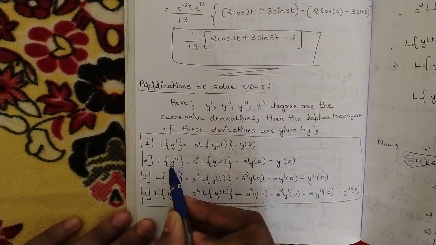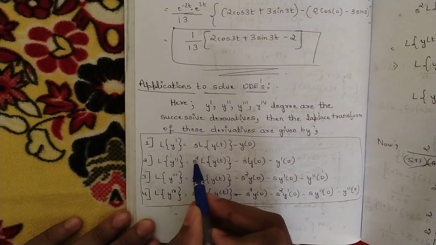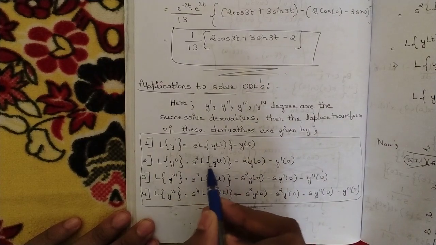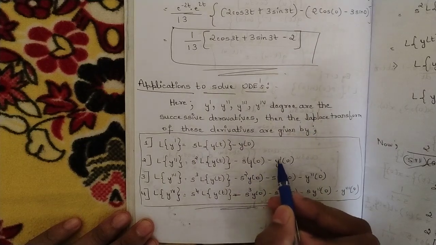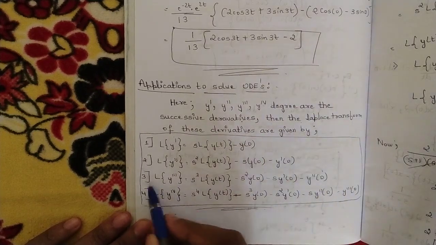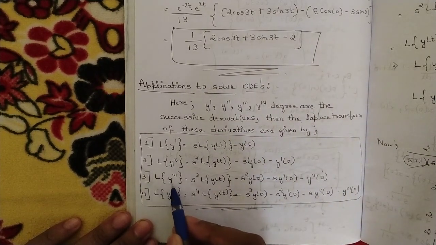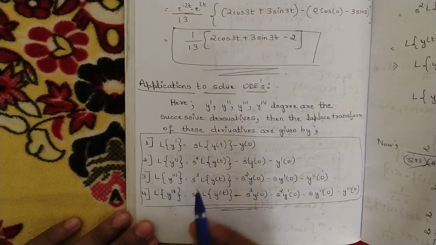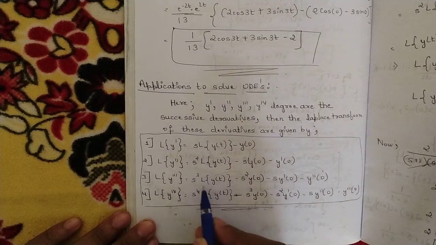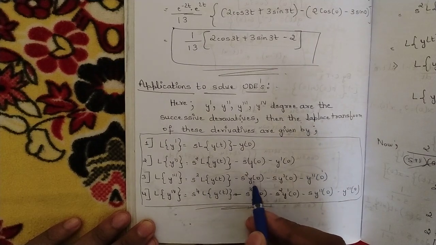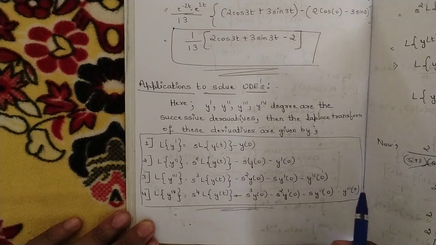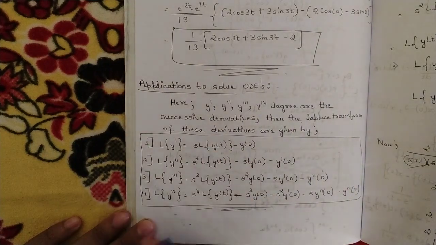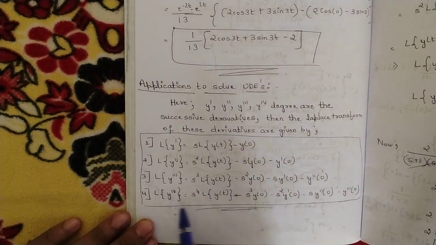Similarly for the second order derivative, L of y double dash is given by s square into Laplace transform of y of t minus s into y of 0 minus y dash of 0, okay? Similarly for the third order derivative, it is s cube into Laplace transform of y of t minus s square into y of 0 minus s into y dash of 0 minus y double dash of 0, okay? As the order increases, the degrees of the term s also increase.